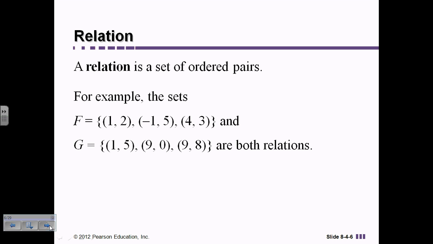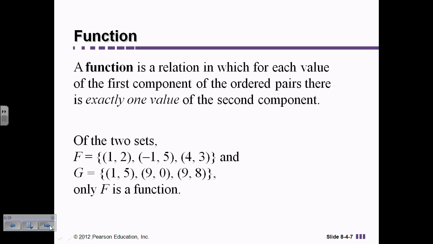And so when we talk about a relation, it is just any set of points. There's no connection between those sets of points. They don't necessarily form a straight line. It's just a random set of points. So both of these examples that you see here, 1, 2, is one set of ordered pairs, negative 1, 5 is another set, 4, 3, that is a relation. The second example, 1, 5, 9, 0, and 9, 8 is another relation. And again, there's not necessarily any connection between those points. They don't form a line, they don't form a curve, it's just a set of points.